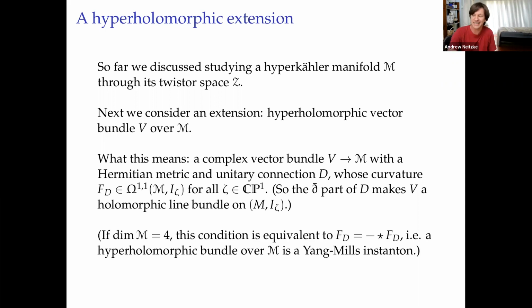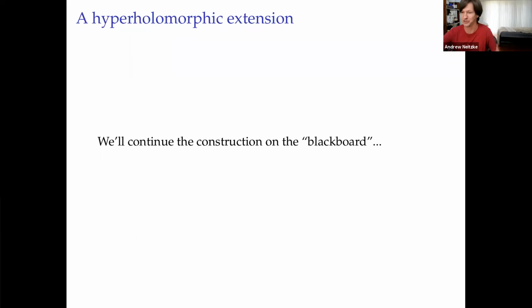It's kind of like an instanton. In fact, in dimension 4, this is literally the condition of being a Yang-Mills instanton. R4 is an example of a hyperkähler space, and then this equation would just be the equation of a Yang-Mills instanton. So a hyperholomorphic bundle you should think of as a generalization of Yang-Mills instantons to hyperkähler spaces of arbitrary dimension. Okay, so that's the kind of thing that we're talking about. I didn't make notes for this part, so now I continue on the blackboard.